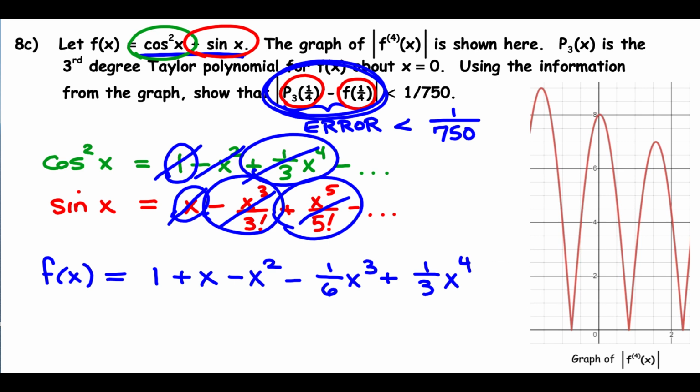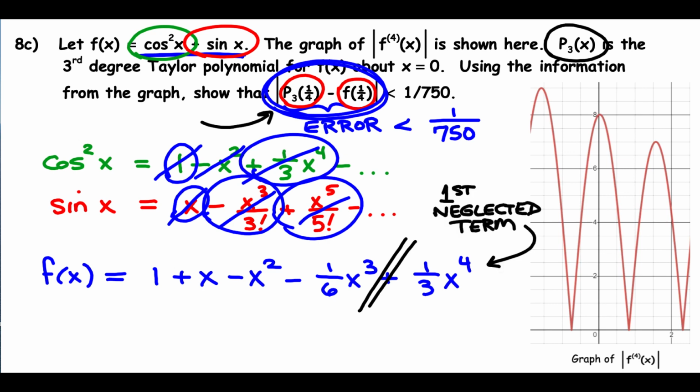The reason why is because in the directions, which it's always important to read, they mention the third degree Taylor polynomial. So that chops this off here. And they mention it again right here, third degree, evaluated at 1/4. So this 1/3 x to the 4th becomes the first neglected term, and so the error has to be less than or equal to that first neglected term.